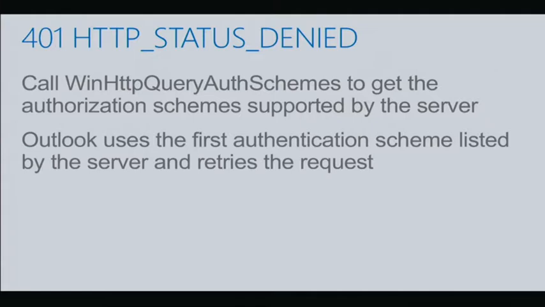I'm just going to go over some of the error handling scenarios. The interesting one is the 401, the access denied error we get back. So the first request we send to Exchange is an anonymous request. We don't specify the auth scheme. So the server is going to respond back with an access denied. And after that, Outlook goes and queries for the auth scheme supported by the server. And from that, we pick the first scheme they tell us to use, and then we retry the same request with the auth scheme.